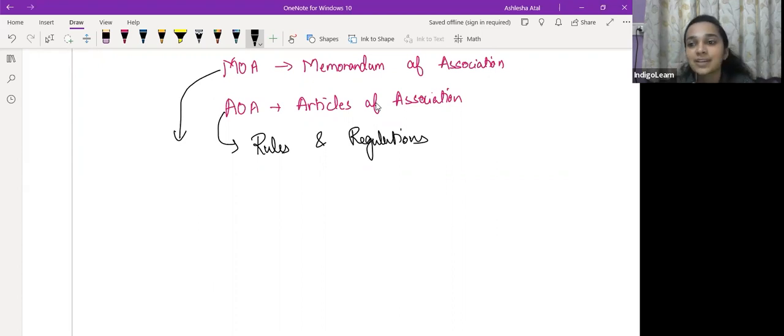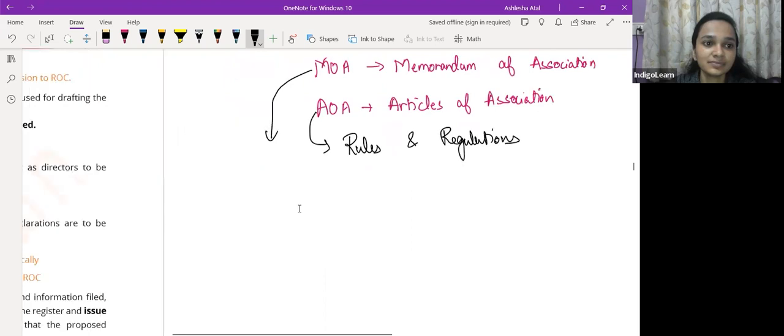So this becomes our next step, wherein the drafting of MOA and AOA is done. Drafting मतलब formation, उनको लिखा जाएगा, MOA AOA का drafting होगा, and not only drafting of MOA AOA, they shall also be signed by all the subscribers to the memorandum. Subscribers to the memorandum basically are the people who are part of the formation of the company, जो भी subscribe कर रहे हैं to the memorandum of association. So drafting and signing of MOA and AOA is the next step.